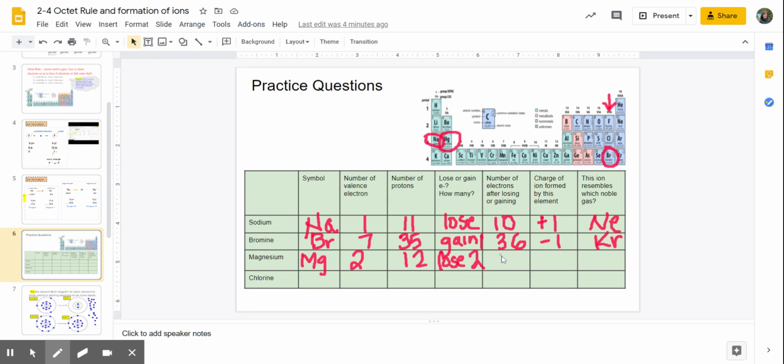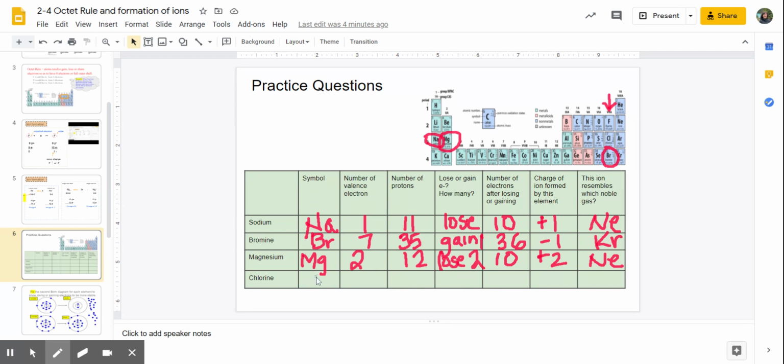Number of electrons after losing electrons: in the beginning, magnesium had 12 electrons, but after losing 2, it now has 10 electrons. And the charge of the ion formed: we've got 12 protons and 10 electrons, so this is going to be +2. And the noble gas it resembles: after losing 2 electrons, magnesium ends up with 10 electrons, just like neon.